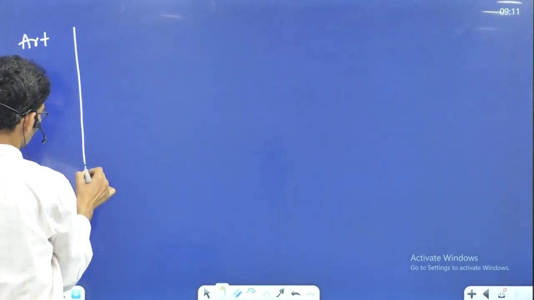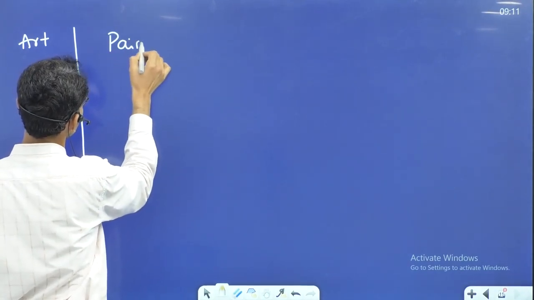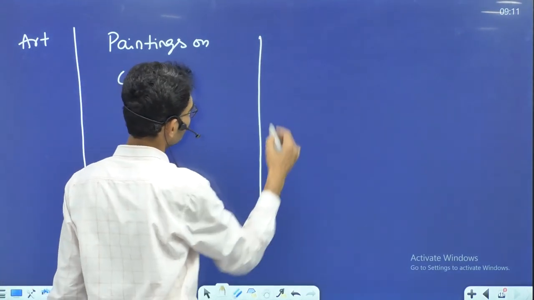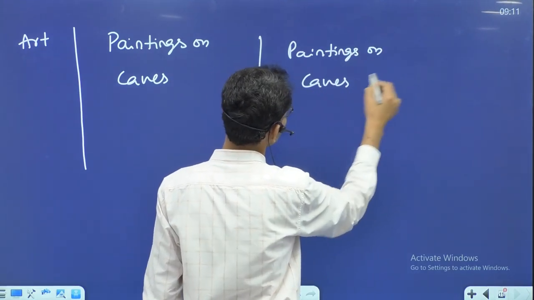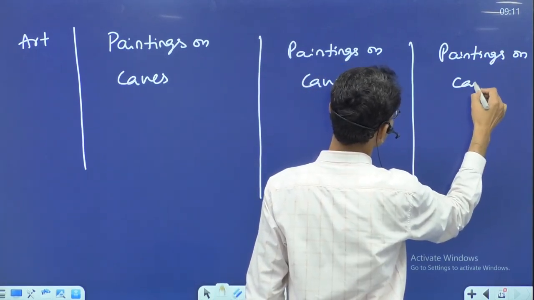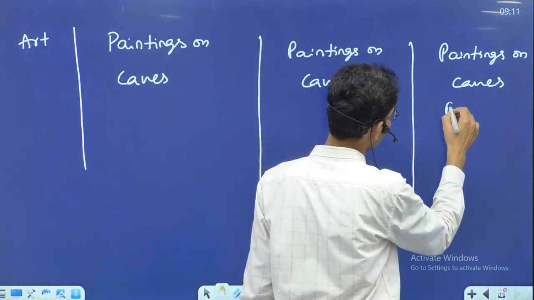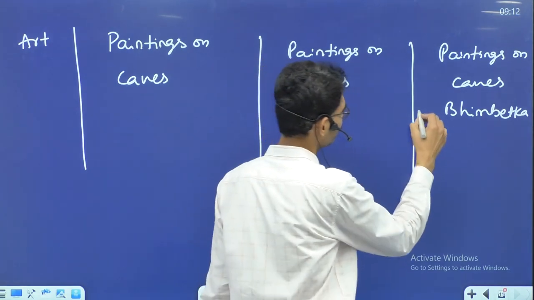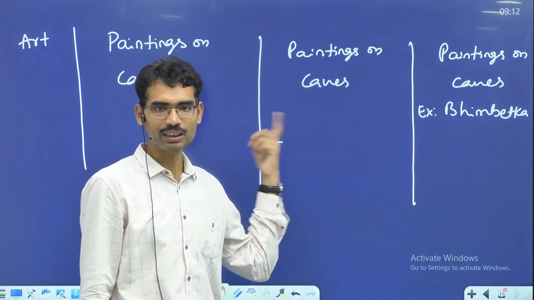The final point, art. The artistic expression, their feelings, they expressed in the form of paintings on caves. When it comes to the Indian subcontinent, our Bhimbetka context is paintings on caves in Upper Paleolithic. Example. And whatever else they did might not have survived, we don't know.